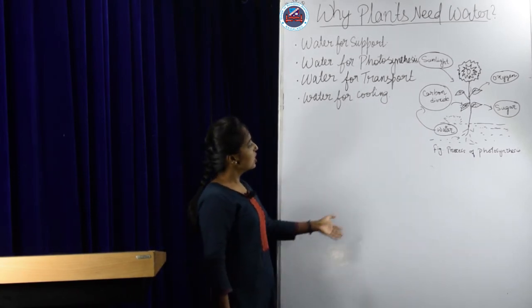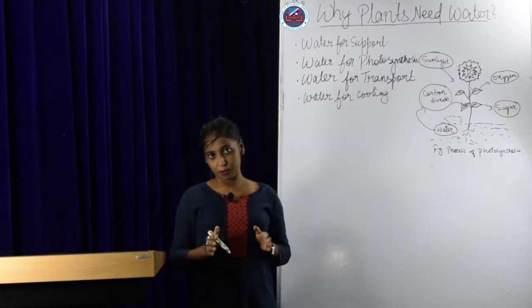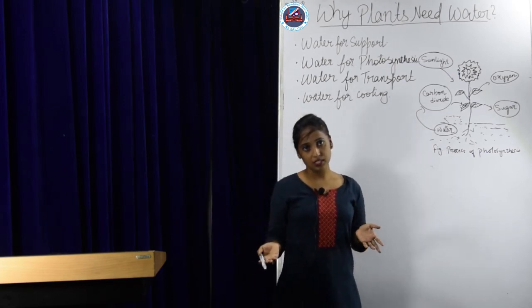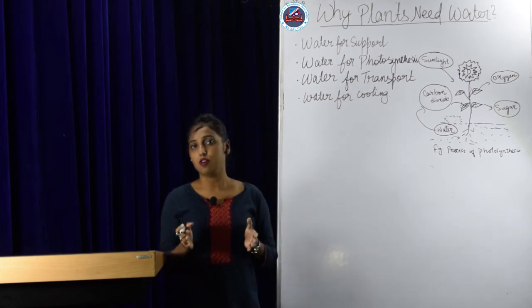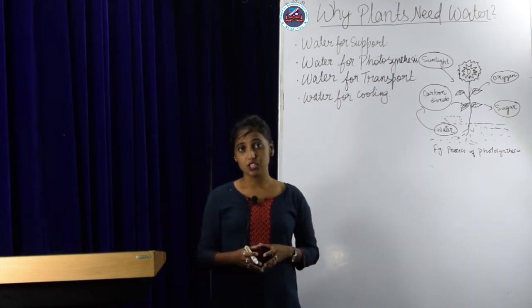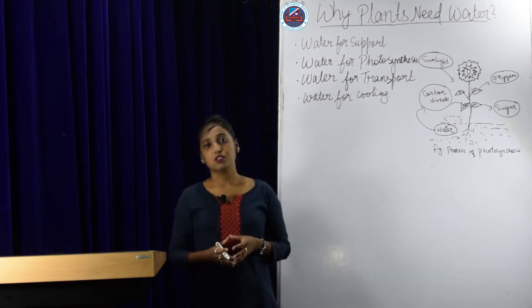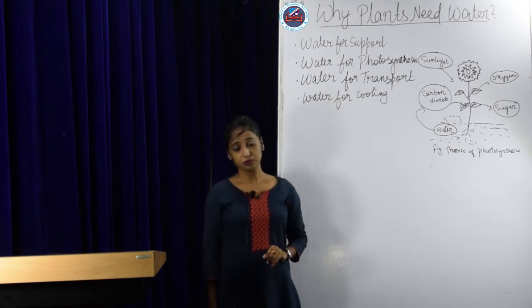Now, if there is less water, or if there is scarcity of water for the plant, what will happen? The process of photosynthesis will not take place. The plant will not produce carbohydrates, and they will not get enough food, because of which they will die out. Right? Yes, so water is also very important for the process of photosynthesis to occur.